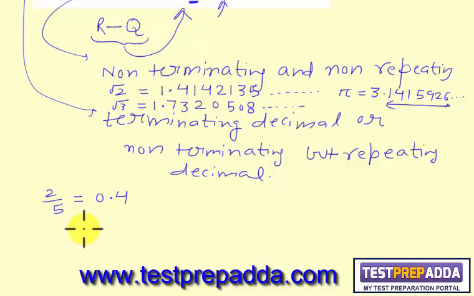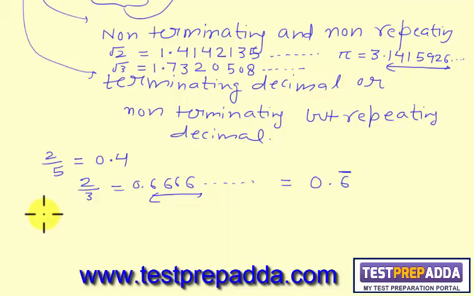Okay, now similarly, if I write 2 by 3, it comes 0.6666. It will continue. So you can see, although the decimal part is non-terminating but repeating. Okay, so we write this as 0.6, and here we write over bar. This over bar indicates that the digit is repeating. Got the idea?